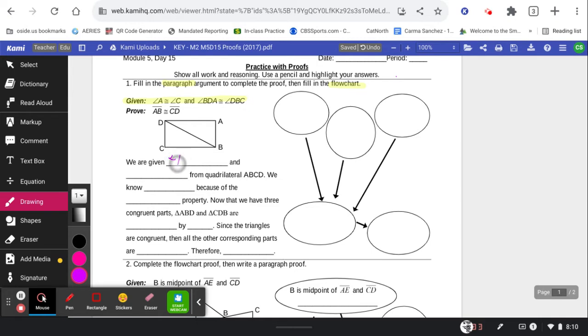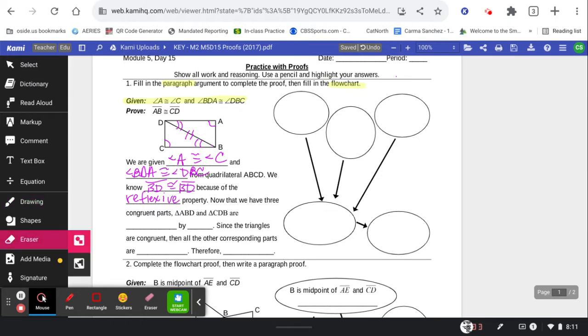We are given angle A is congruent to angle C, and angle BDA is congruent to angle DBC. From the quadrilateral ABCD, we know that BD is congruent to itself because of the reflexive property. So at this point, you want to go ahead and mark what you definitely have on the diagram so you can visualize it. So A and C are congruent. BDA is congruent to DBC. And then that reflexive side right there in the middle.